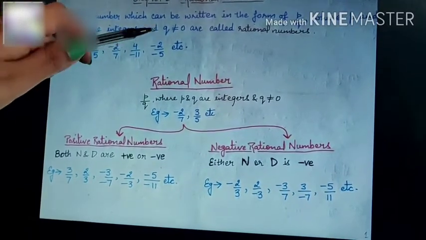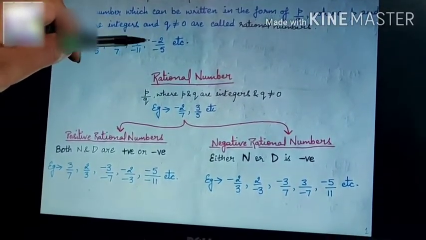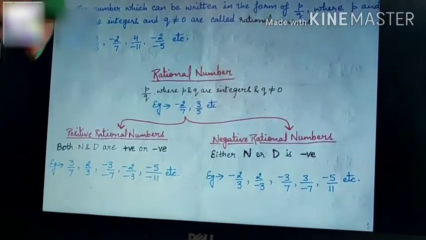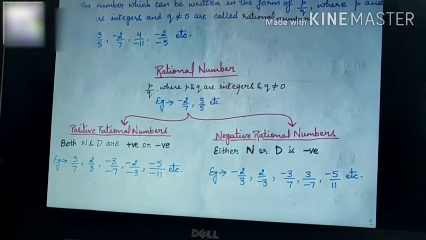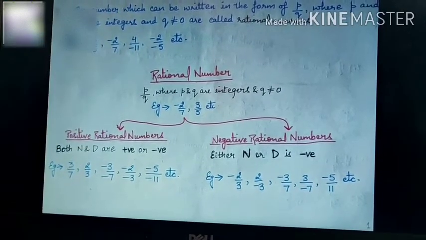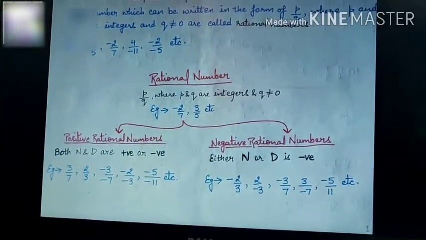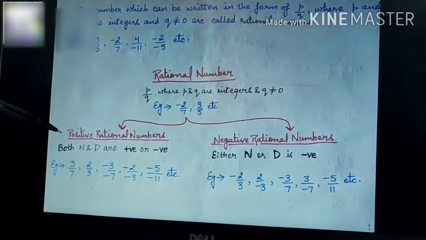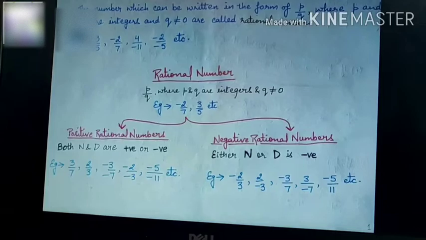Now here, minus 2 upon minus 5. Both the numerator and denominator are negative integers, right? Numerator is minus 2 and denominator is minus 5. So these are examples of rational numbers. Now there are two types of rational numbers: positive rational numbers and negative rational numbers.